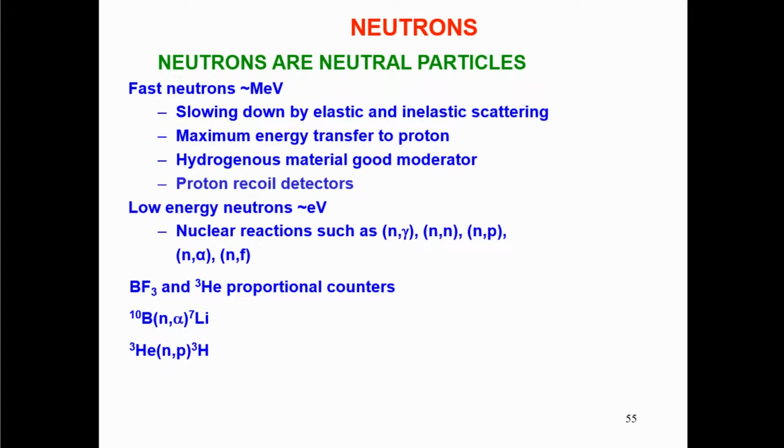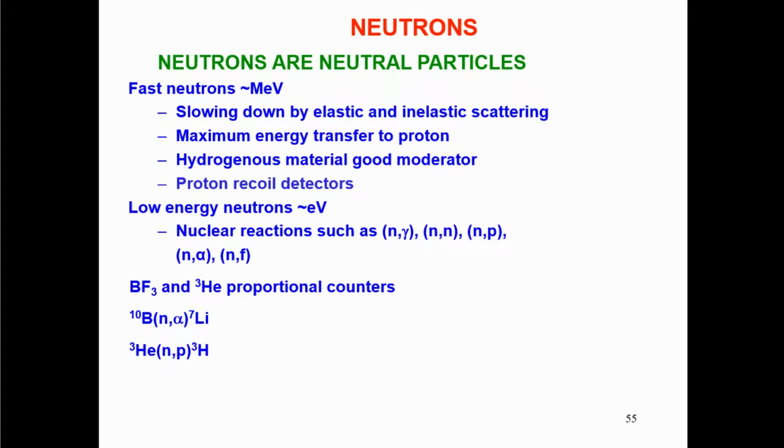I covered it separately because neutron is another kind of radiation which also needs detection, but there is no scope for a very detailed discussion in this 1 hour. You can have fast neutrons with a few MeV of energy, or slow neutrons. So basically you slow them down by elastic or inelastic scattering. This mechanism is utilized in radiation detectors, and the maximum energy of the neutron is transferred to a proton, and hydrogenous materials are therefore good moderators.